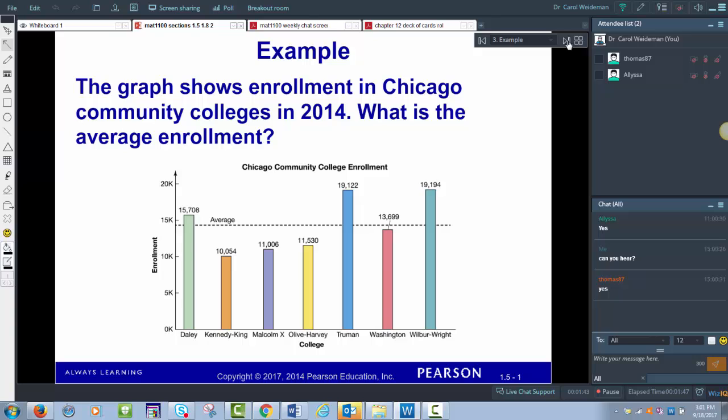So one example from your book, again, this is a nice review of material we covered before. Here's a bar graph. And so they're showing enrollments in community colleges in Chicago, and they want to know what's the average enrollment. So at the top of the bar, it tells you the actual enrollment. So in order to get the average, what do we do? We add those numbers together, all 7, and then divide by 7.